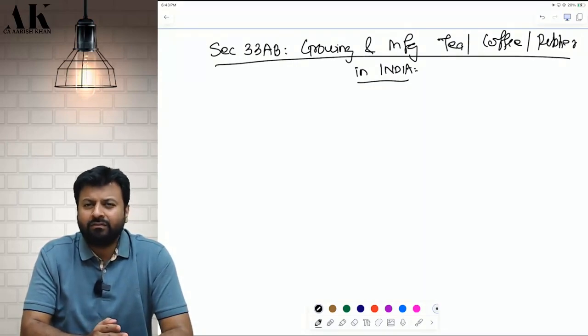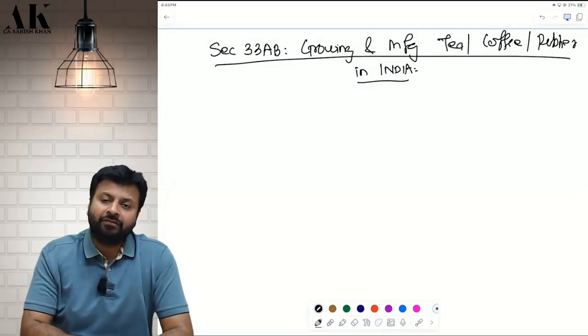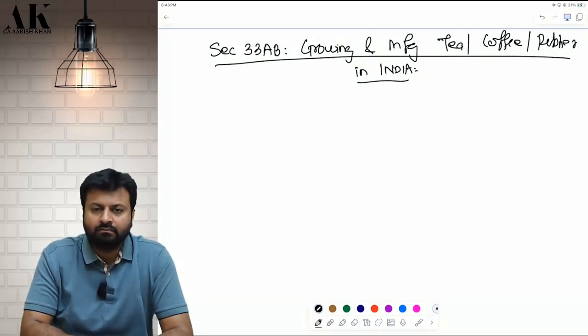By default, whatever we have learned so far, you will get deduction on incurring an expense. Now, you have to incur the expense. You have to incur rent, you have to incur interest, you have to incur bad debts, you have to incur depreciation. You cannot get deduction based on assumption that I will incur in future. But here you are getting deduction based on assumption that you will incur expense in future.